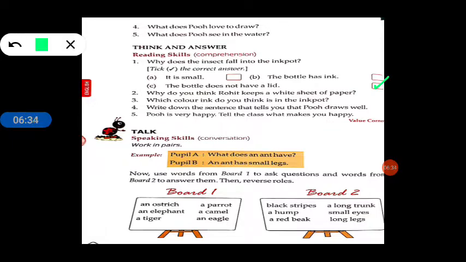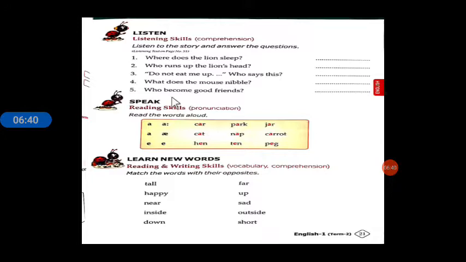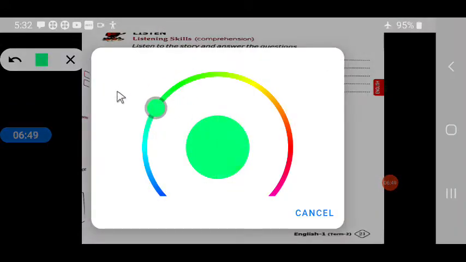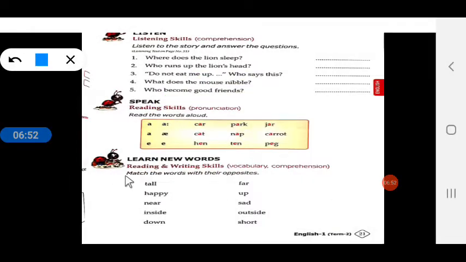Okay. Then let us go to the next page, dear students. So here, learn new words. Match the words with their opposites. You know that opposite words are words which give us the opposite meaning. So: tall, happy, near, inside, down. And on the side of that: far, up, sad, outside, short. You have to match the words with their opposite meanings.